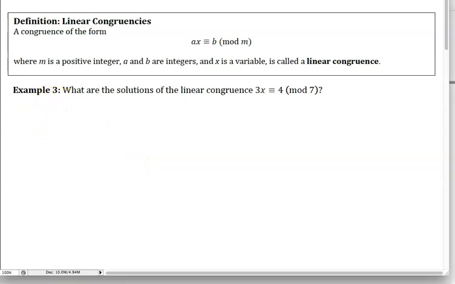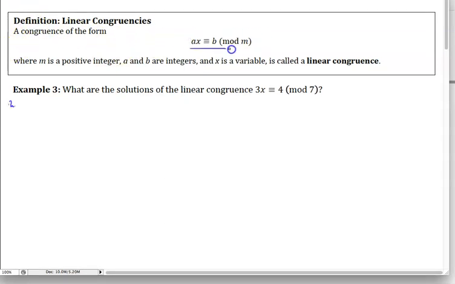Okay, so now we're ready to solve a linear congruency. Remember, this is what we're looking at the beginning. We have an equation like this that we're trying to solve for x. To help us solve for x, we need to find the inverse.